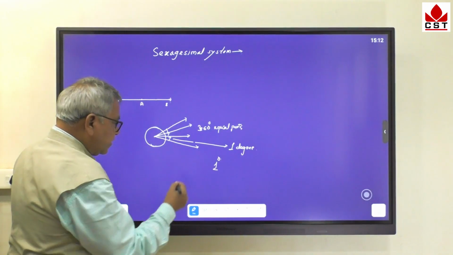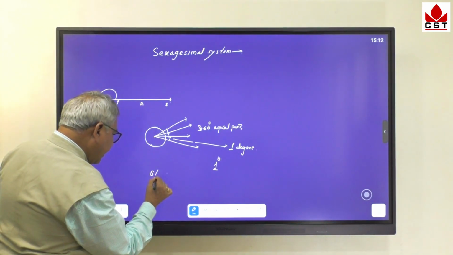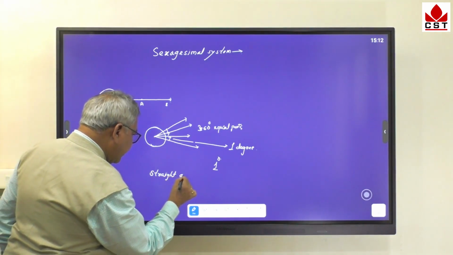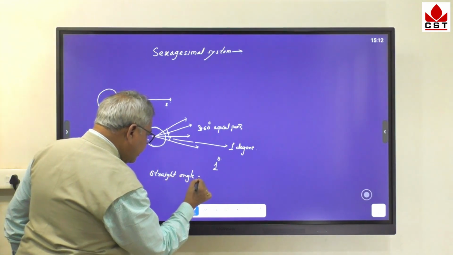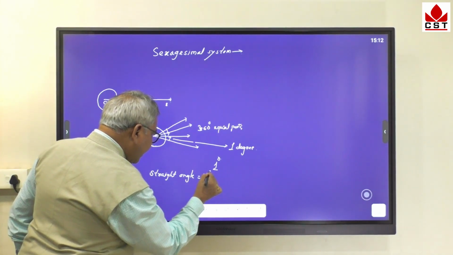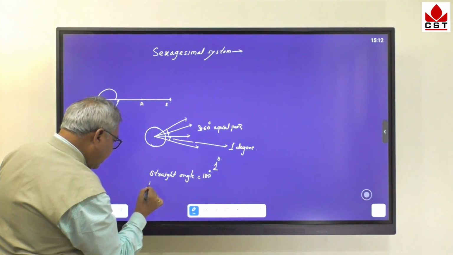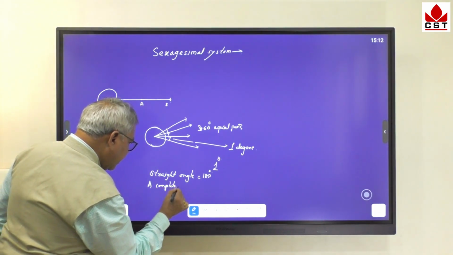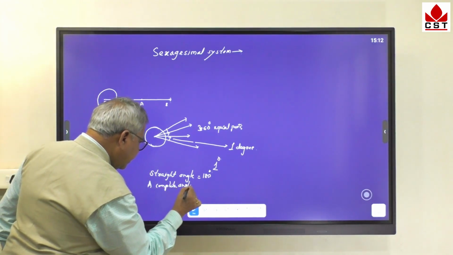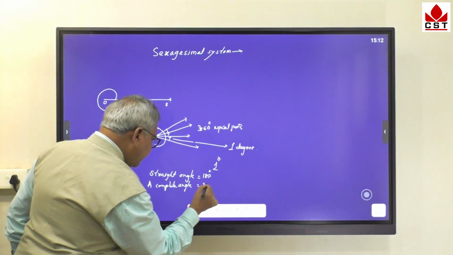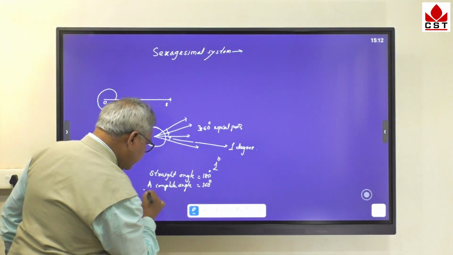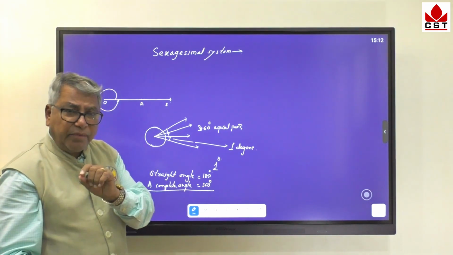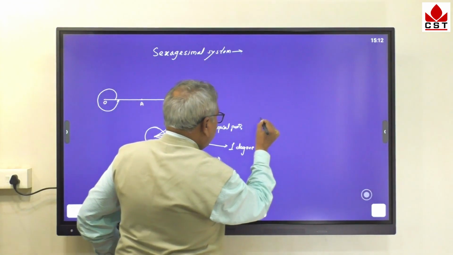So in that case, what happens? Straight angle is equal to 180 degrees, and a complete angle is equal to 360 degrees. Further, if the rotation is less than 1 degree, so consider here 1 degree.